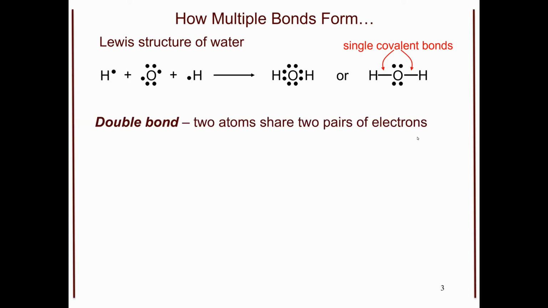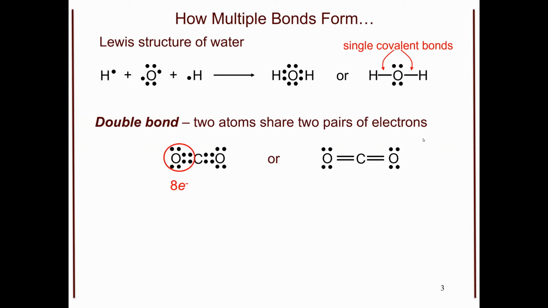Now we've got to show how to form multiple bonds. This is when 2 atoms will share 2 pairs of electrons, meaning a total of 4 electrons. This is carbon dioxide. Our carbon dioxide actually has this Lewis structure. So how does this work?